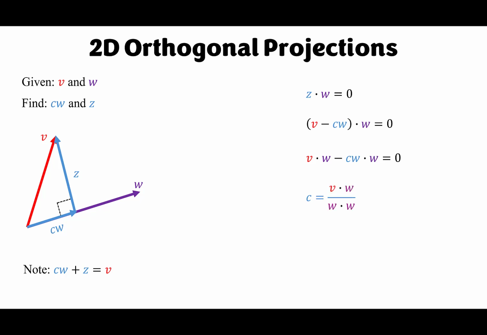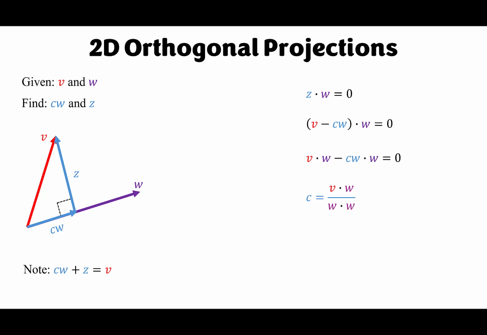And then you can solve for c, right? Rearrange the equation and solve for c. You get v dot w divided by w dot w. So that scalar multiple c is the ratio of those two dot products. Each dot product is a number, so you'll get a number divided by a number. That will be your scalar multiple c.